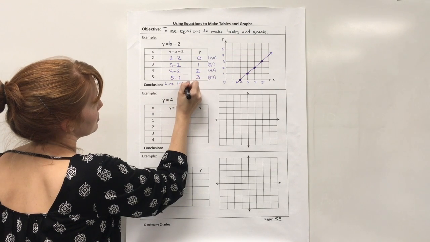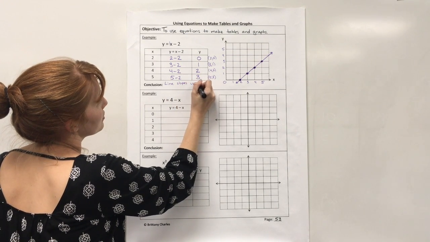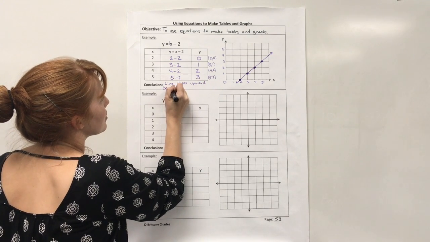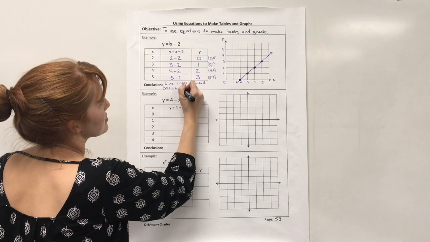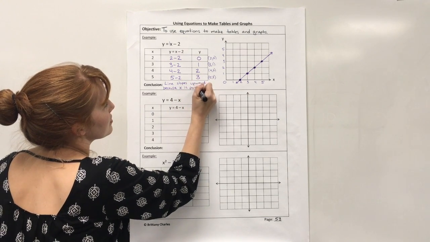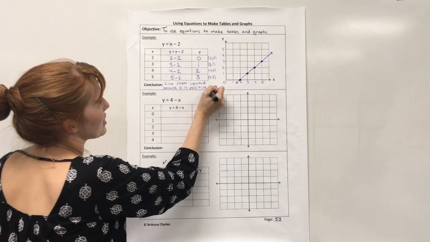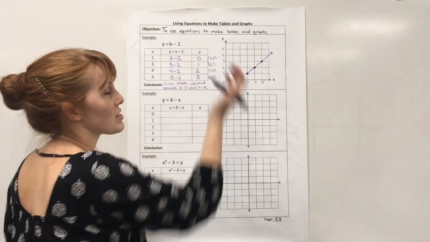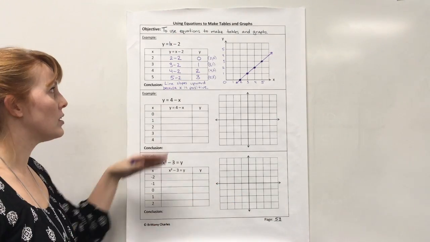slopes upward because x is positive. Now that doesn't mean I couldn't plug a negative value in for x, but what I really mean is the coefficient, which in this case is 1, is positive.